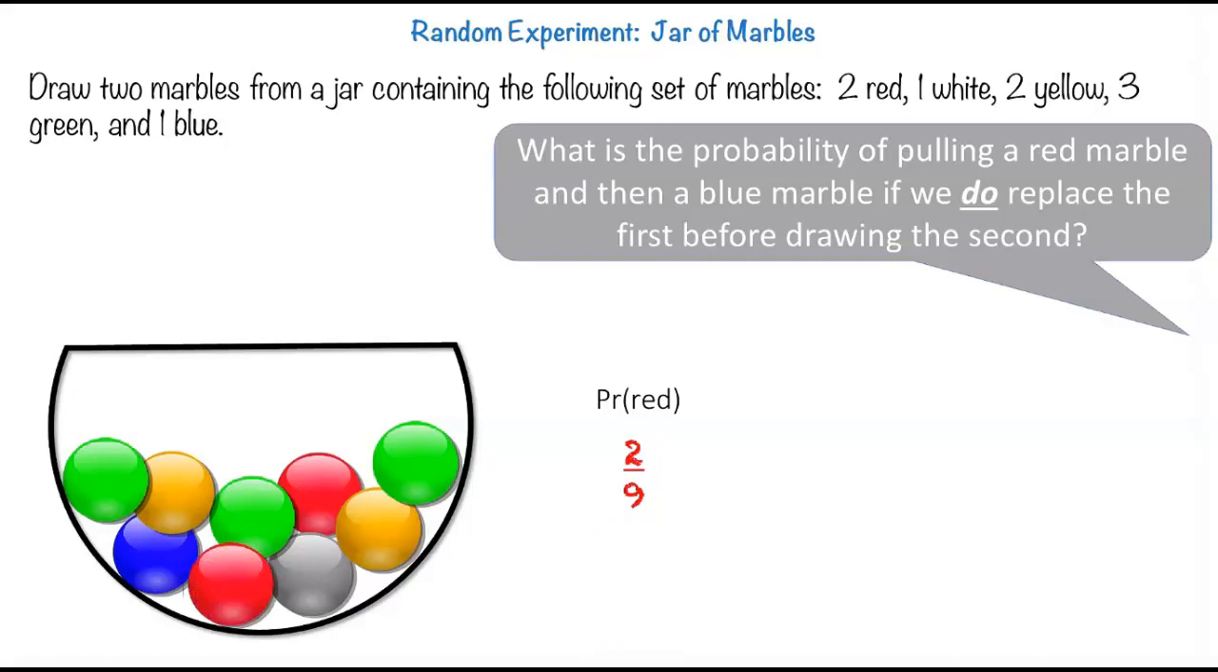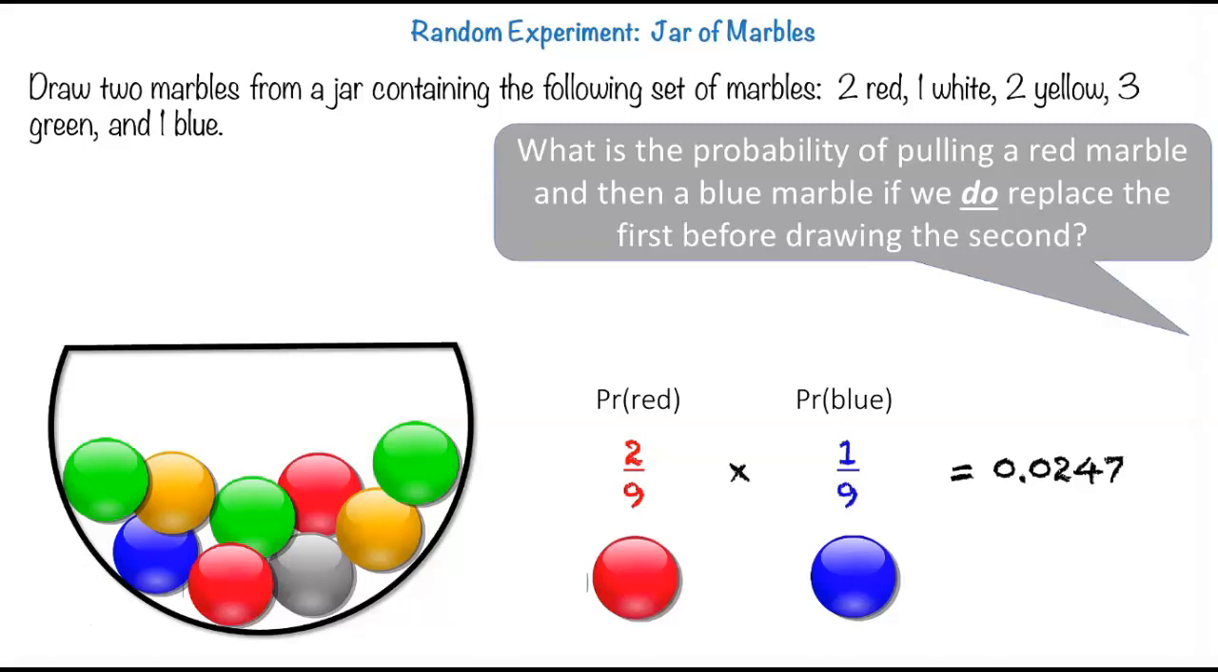So now the probability of pulling a blue marble is equal to 1 out of 9, because with that red marble replaced, there's 9 total to choose from. Now using the multiplication principle, we find that the probability of pulling a red marble and then a blue is equal to 0.0247, which is different than the first scenario.